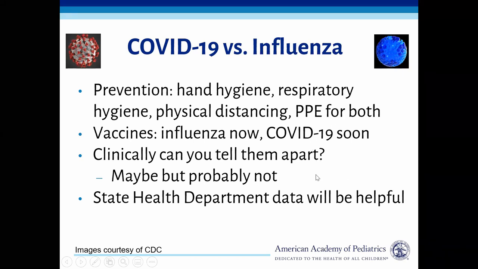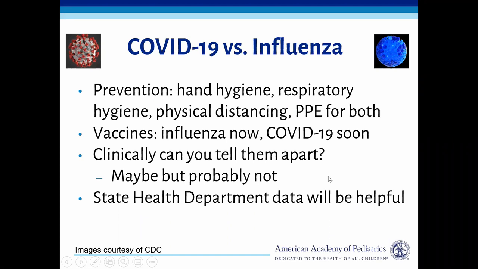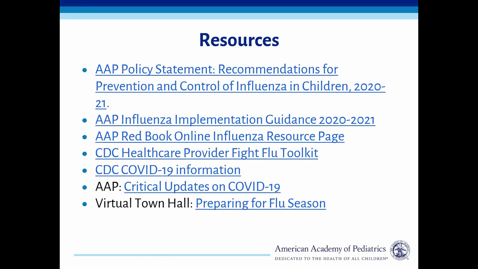So our state health department data and our local health department data are going to be very helpful because they'll be able to tell us when influenza is in our communities. And you can go to that CDC website to see where influenza is in the entire country. Next slide, please. These are resources that we've gotten together for you, and you can go to these anytime. A lot of good information from the AAP and from the CDC. And remember, for your families, healthychildren.org is a great resource. I'll end there and be happy to take any questions.